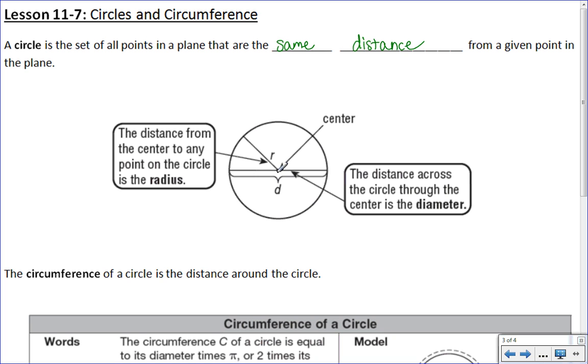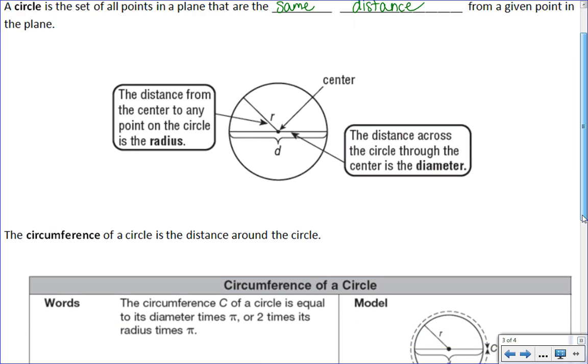So here's the center, here's a line drawn from the center to a point on the circle. This is a radius. I could also draw a radius going down this direction, or out this way, or over here. It doesn't matter. Any segment that goes from the center of the circle to an outside edge has the same length, and that is the radius. The distance across the circle through the center is the diameter. So that's this full length through the center. The circumference of a circle is the distance around the circle.